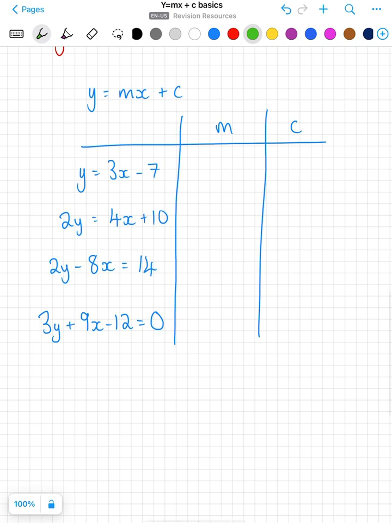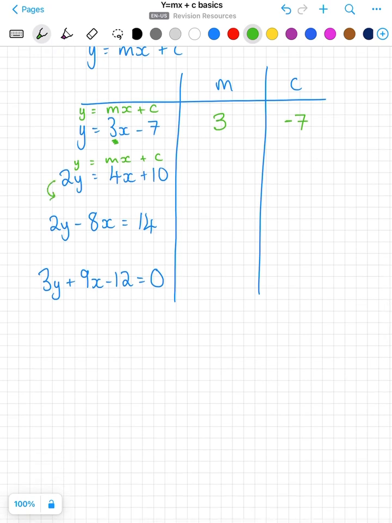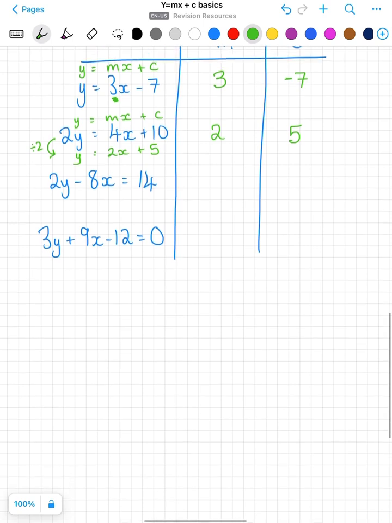With our first equation, it is in the form of y equals mx plus c. So we can straight away identify our gradient is 3 and our y-intercept is minus 7. Our next equation is not in the form of y equals mx plus c. It's 2y. So in order to get to y, we need to divide our entire equation by 2. So that gives us y equals 2x plus 5. So in this case, our gradient is 2 and our y-intercept is 5. So you have to be careful with what format your equation is in.